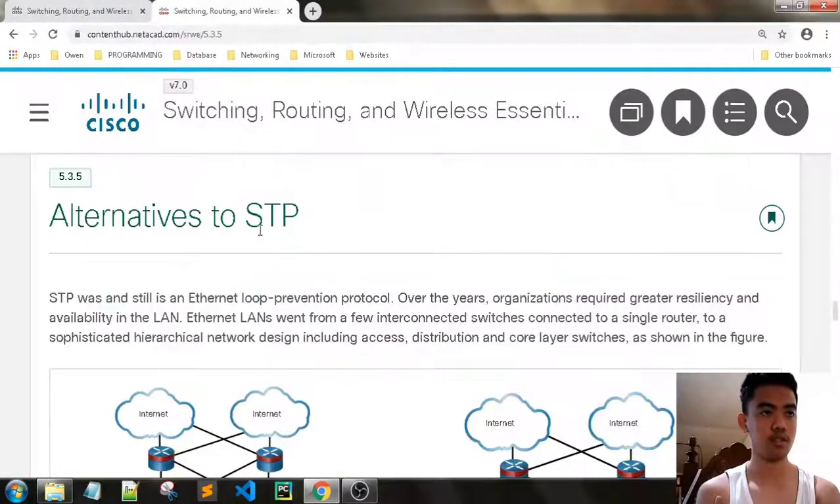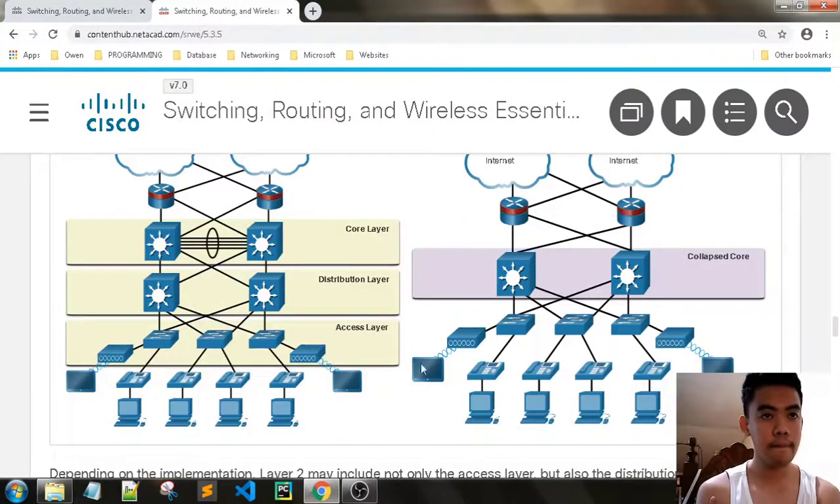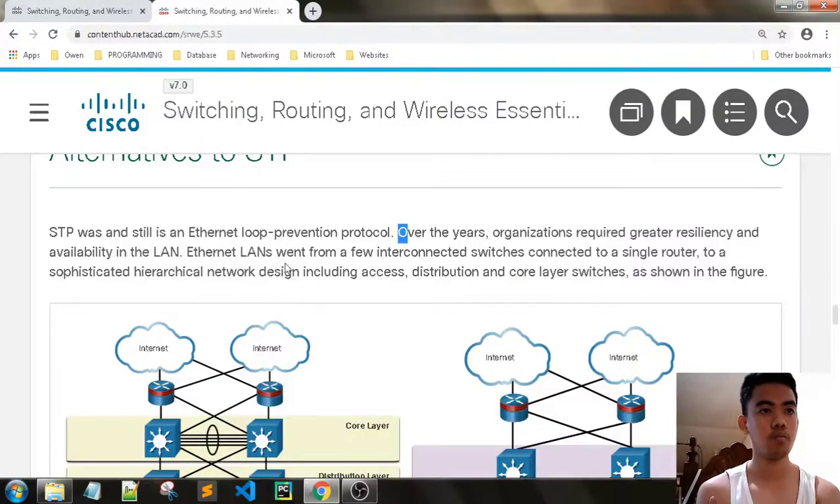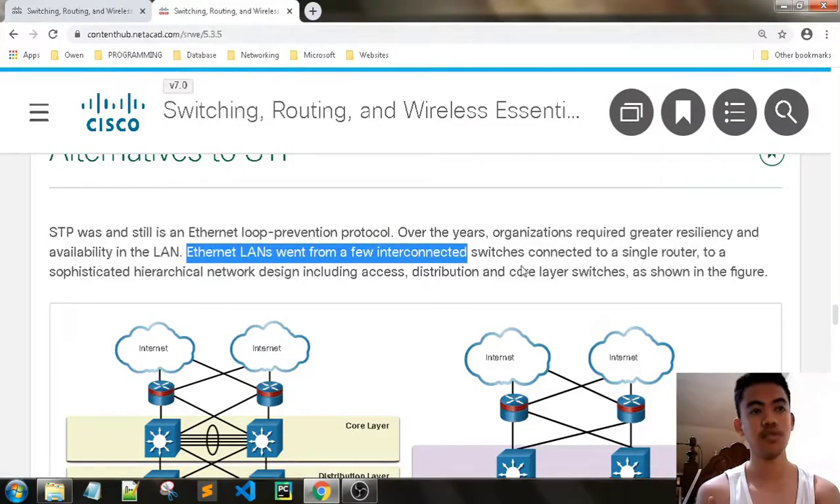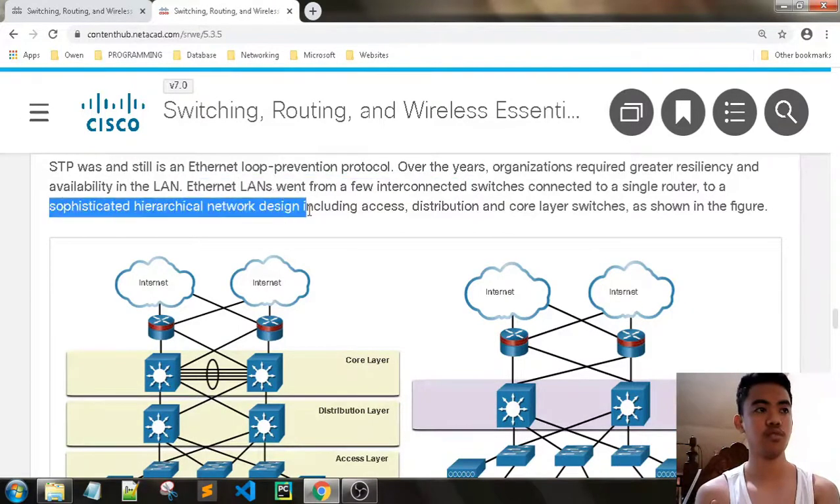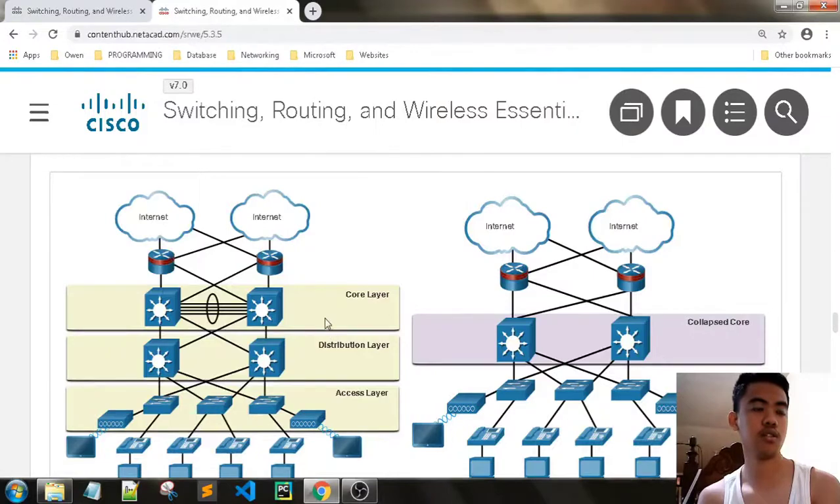So we have the alternatives to STP. I think in this diagram, Ethernet LANs went from a few interconnected switches connected to a single router, to a sophisticated hierarchical network design including access, distribution, and core layer switches, as shown in the figure. So nowadays we are using multilayer switches.